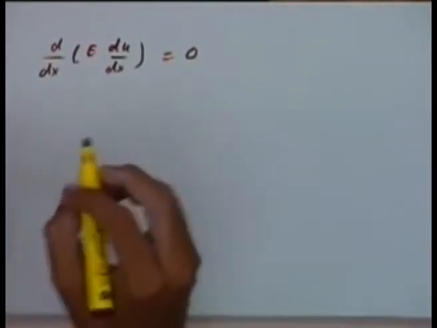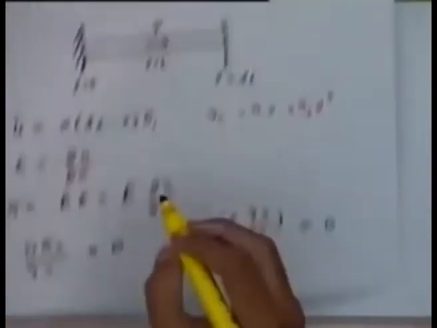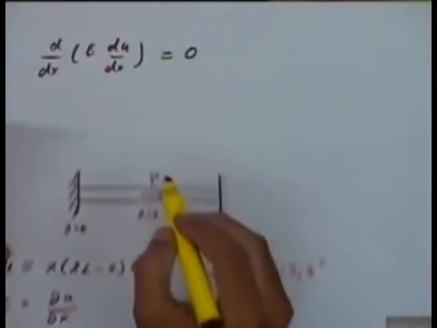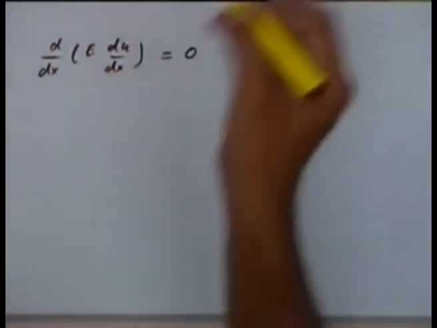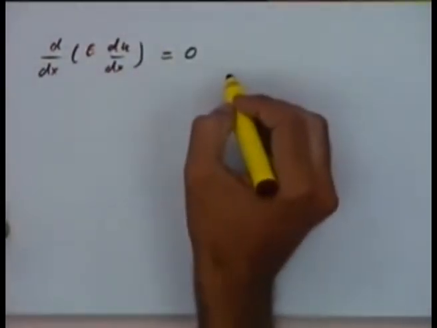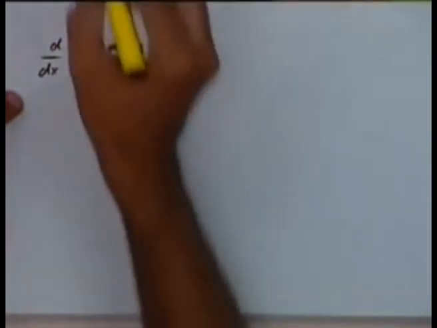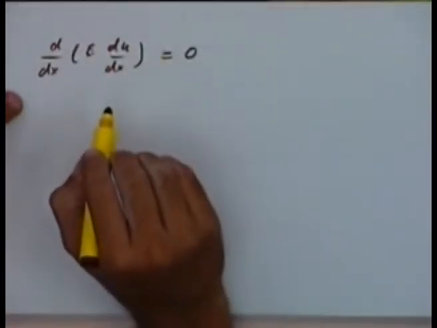Except for the central point where there is a point load. At the point load we will say that this will be equal to t. We will come to that soon. So this is the governing equation that will be valid for the rest of the body.